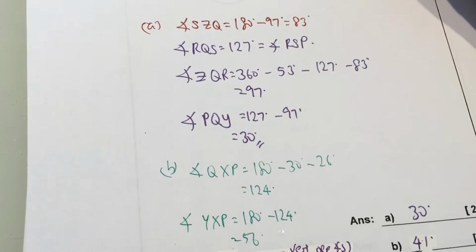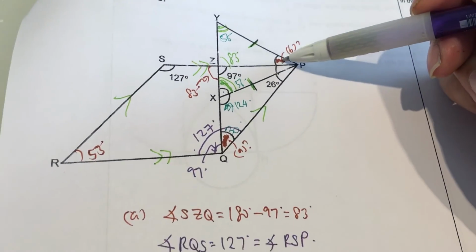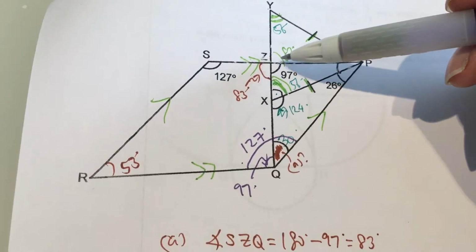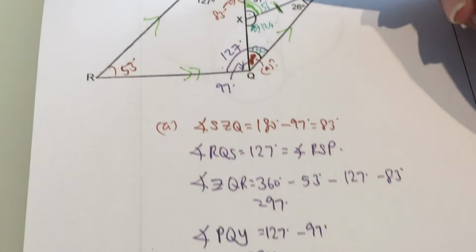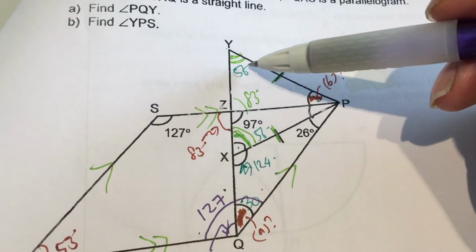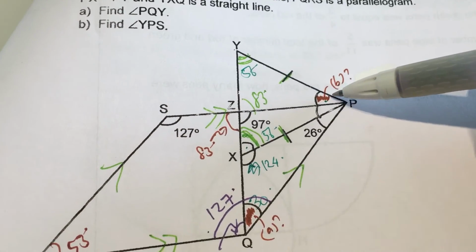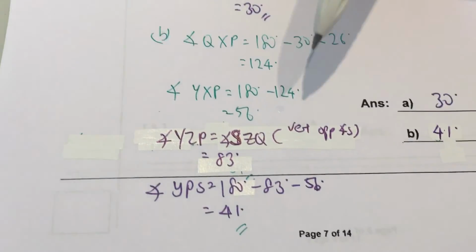All right, again, let me just go back to the step. Okay, to find this angle, I know that these two angles are the same because these are vertically opposite angles. So this is 83, yeah, 83. So we have 83, we have 56. To find this angle, just take 180 minus this and minus this to get angle B, which is here.